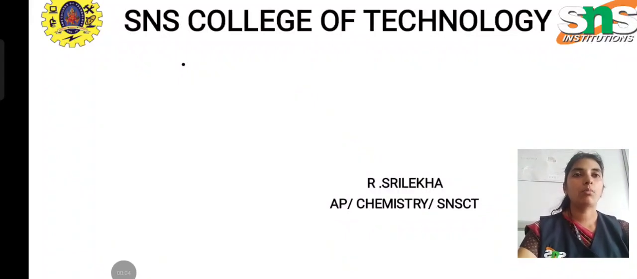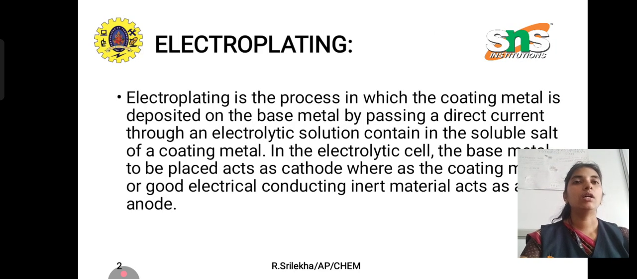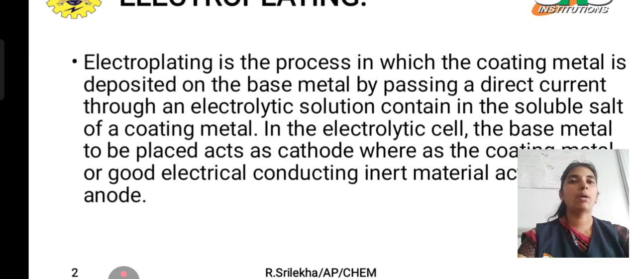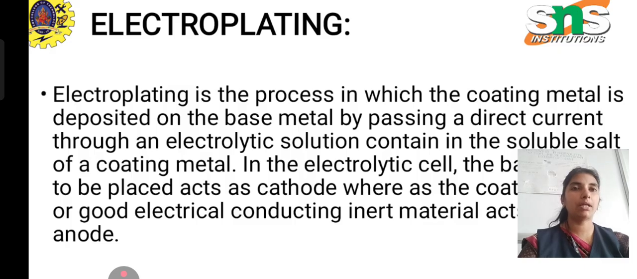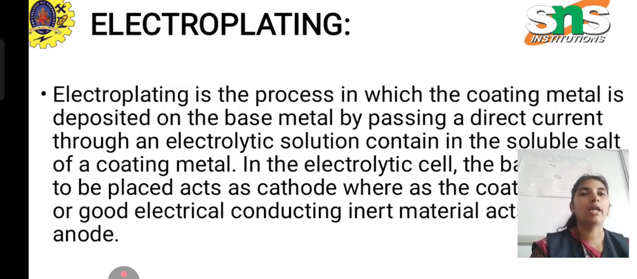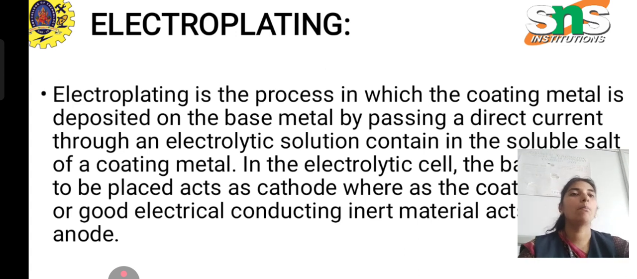Now I am going to talk about the topic of electroplating. Electroplating is a process in which the coating metal is deposited on the base metal. That is, we deposit a coating metal onto the base metal by using direct current.